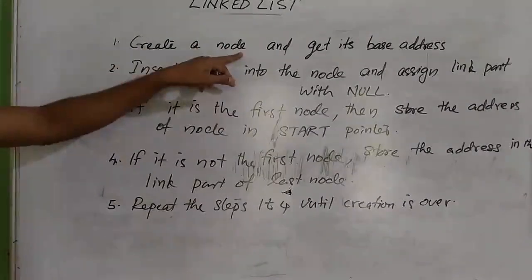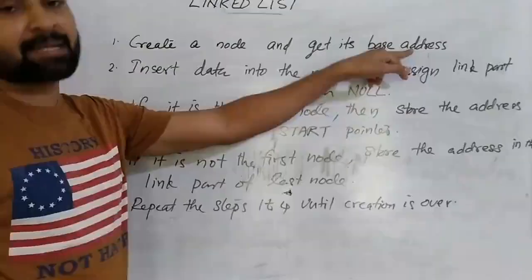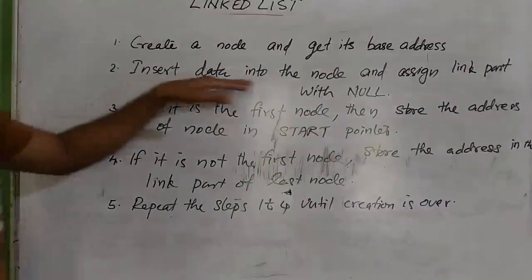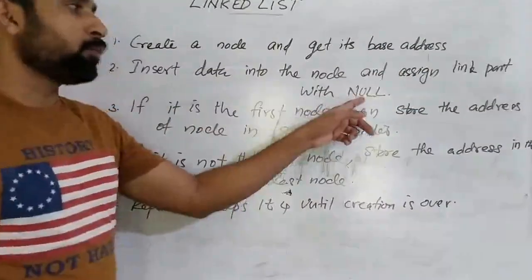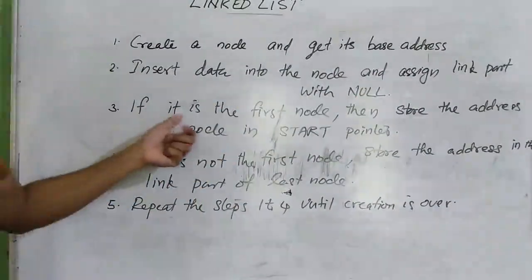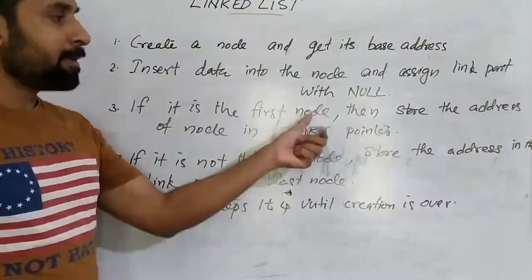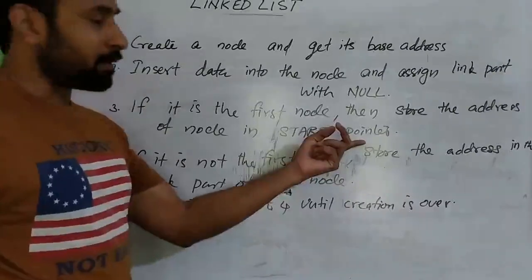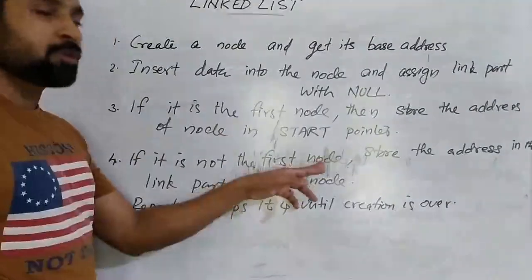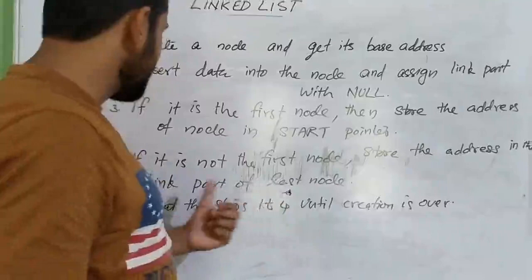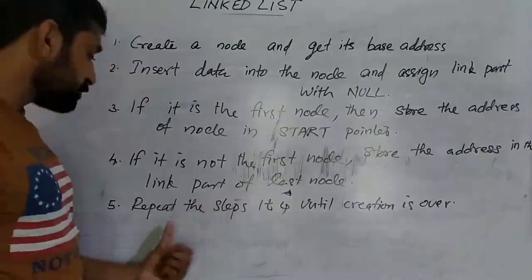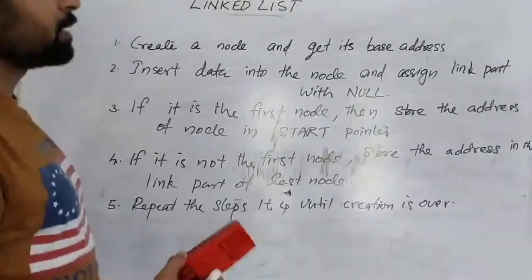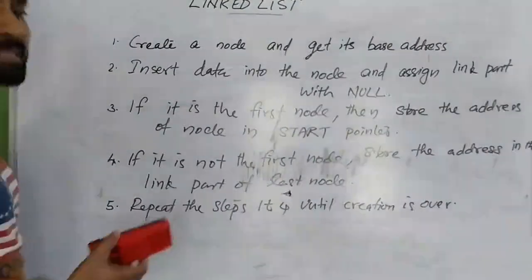Create a node and get its base address. Insert the data into the node and assign link part with null. If it is the first node, then store the address of node in start pointer. If it is not the first node, store the address in the link part of the last node. Repeat the steps 1 to 4 until creation is over. Let us see with the help of an example.